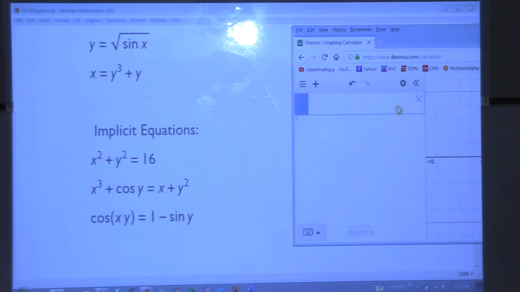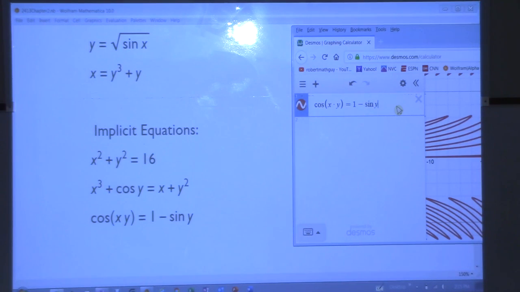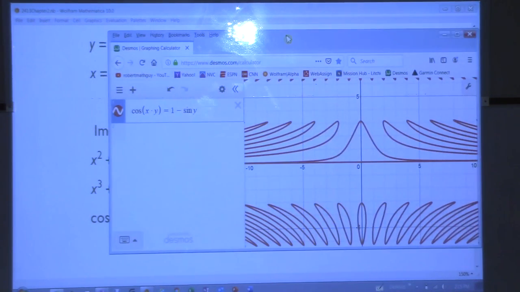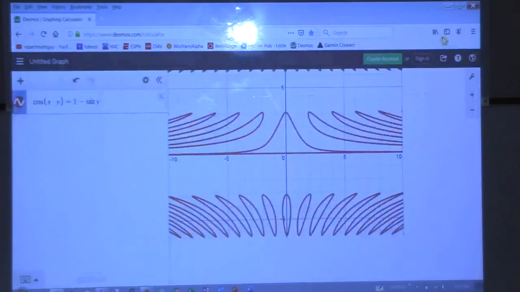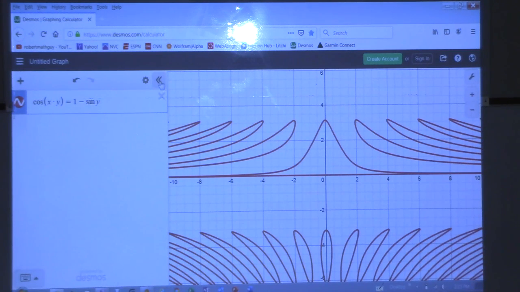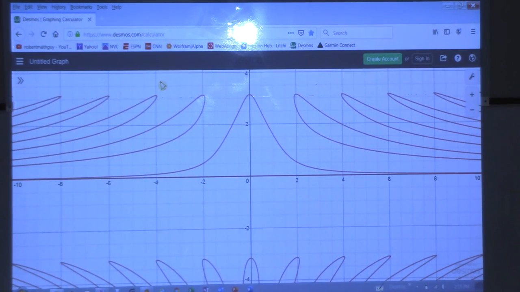Okay, so next one, cosine of x times y equals 1 minus sine y. Oh my goodness. All right. So what's that look like? Feathers. Feathers? You can't go from nipples to feathers now.